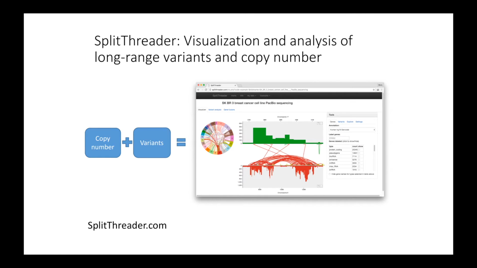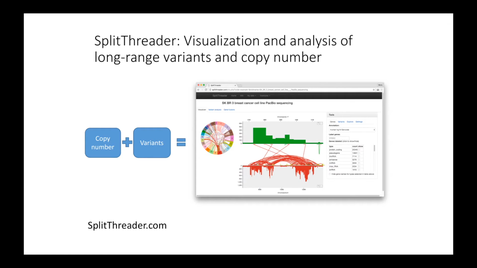SplitThreader is a visualization and analysis tool for long-range variants and copy number. It's useful for looking at genomic rearrangements and copy number amplifications, especially in highly rearranged cancer genomes. It takes as input a copy number profile and a set of variant calls, and it's at splitthreader.com.